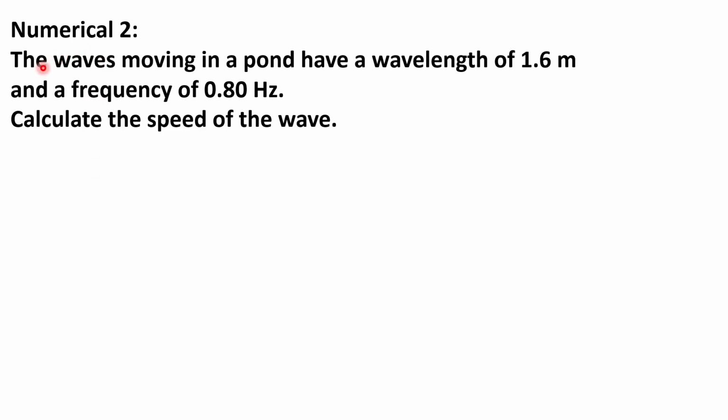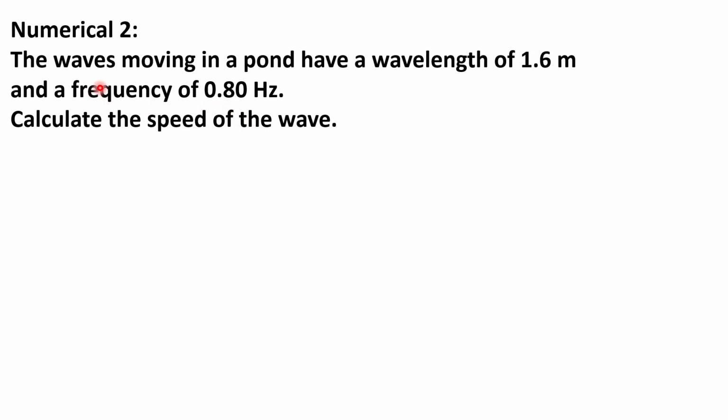Hello everyone. We have this physics numerical: the wave moving in a pond has a wavelength of 1.6 meter and a frequency of 0.80 hertz. Calculate the speed of the wave.